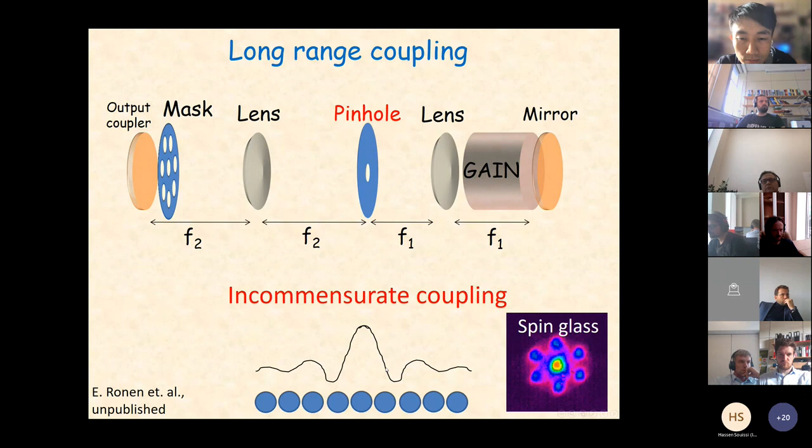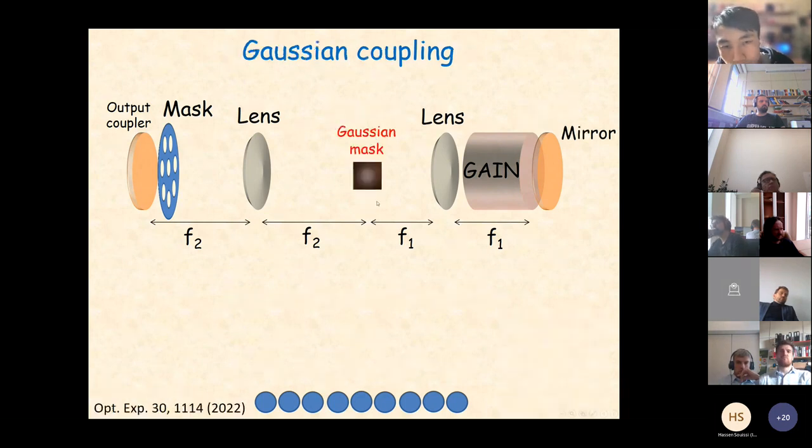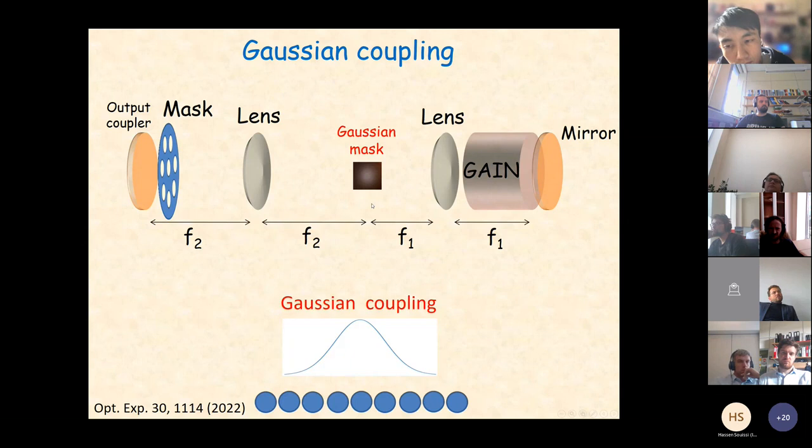Sometimes we don't like spin glass. They are nice to play with, but sometimes you want something simpler, and you would like a coupling function that doesn't oscillate. And I remind you that this coupling function is just a Fourier of what we put here. So which function can you put here that the Fourier will not oscillate? It turns out that there is just one function whose Fourier never oscillates. You know what it is? It's a Gaussian. So what we put here now in the far field of the lasers is a Gaussian mask that we buy from Thorlabs. And the coupling function is just a Fourier transform of the Gaussian mask. And in particular, it never changes sign.